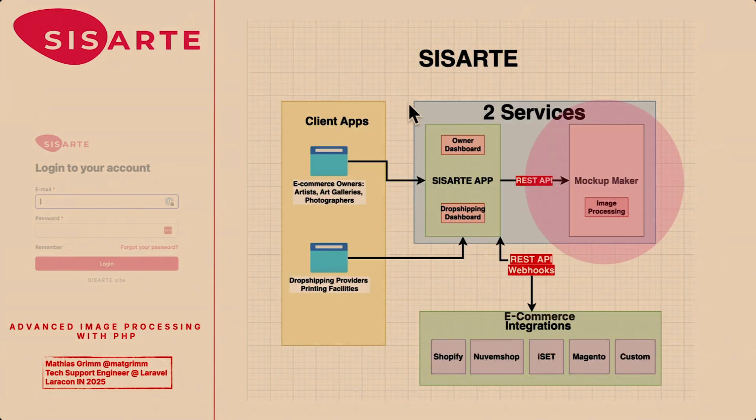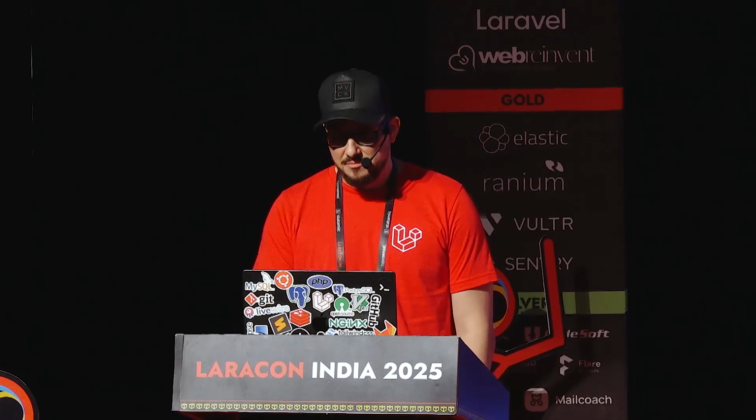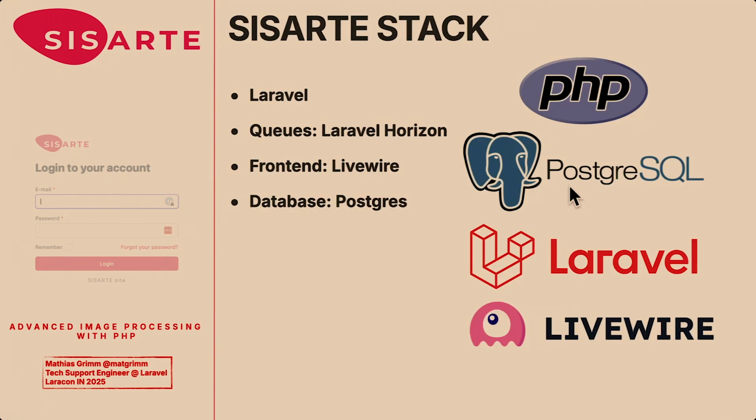So now let's talk more technical. We have this diagram here. SysArtist can do a lot of stuff, like connect with e-commerce platforms like Shopify, Magento, and a lot of things, but we actually want to focus on this specific Mockup Maker part, which is just a service I built for image processing. My stack is pretty standard. I use Laravel, for queues I use Laravel Horizon, and Livewire for the front end, and Postgres is the only different one that you might not use so often, but I love Postgres actually.